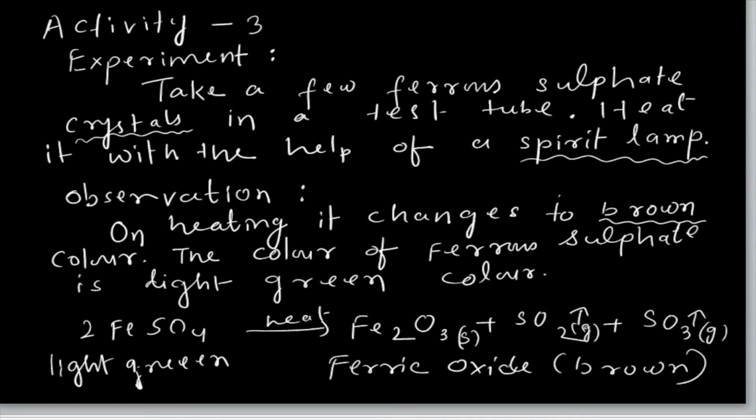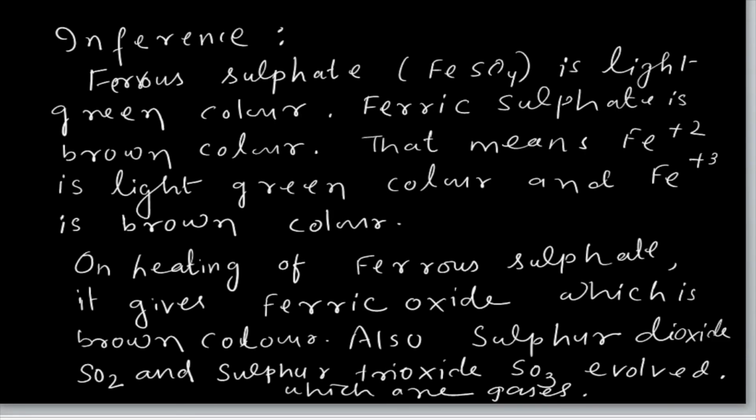So here you can understand that ferrous sulfate is green. What is the formula? The formula is FeSO4, because plus 2 and minus 2 cancel. And ferric sulfate looks brown, but ferrous sulfate is light green.